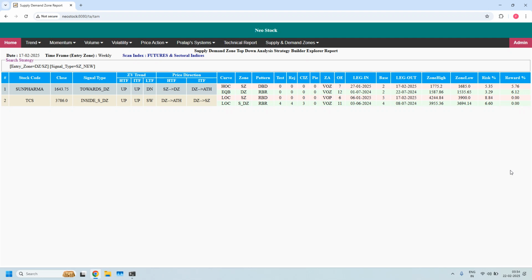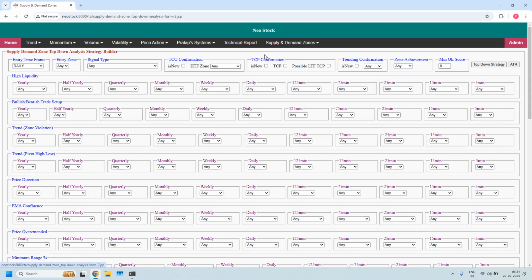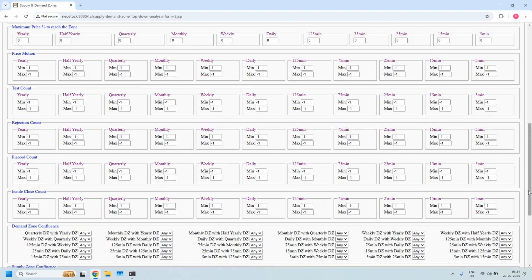Okay, next let us find weekly zones based on this zone confluence, LTF, ITF, HTF demand zone confluence. Let us assume weekly is LTF, ITF is monthly, HTF is quarterly. That way we will filter based on zone confluence. So weekly time frame in the demand zone confluence, I am selecting the filter, 3 filters.